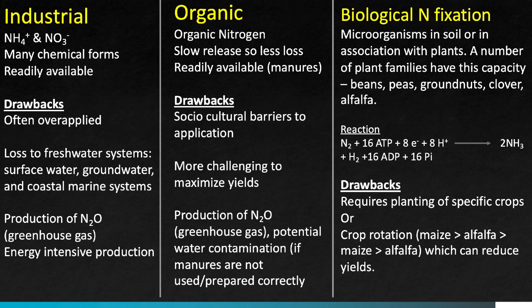The drawbacks of biological nitrogen fixer use are relatively limited and mostly revolve around the requirement to plant specific crops that fix nitrogen, often in rotation with the main crop, something like maize, for example. This can reduce overall yields from the field, but can also help stabilize and improve agricultural field and soil fertility.